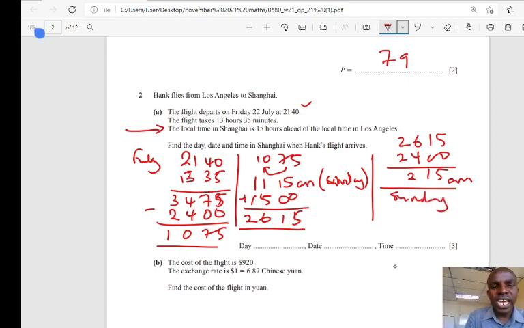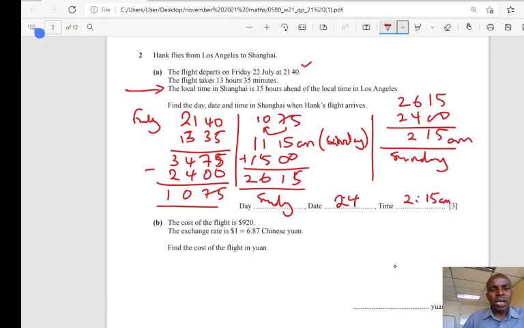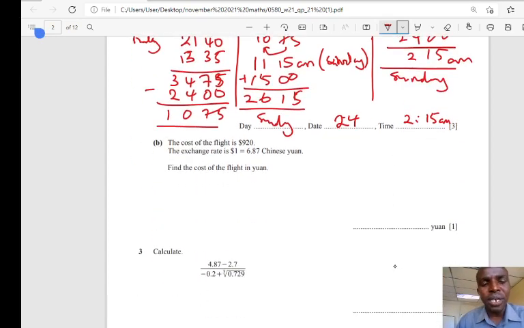So you write your day is Sunday. Then date now. How many days here? From Friday to Sunday. Friday was 22, Saturday 23, Sunday is 24. So it was 24 here. Time is 2:15 a.m. Done.